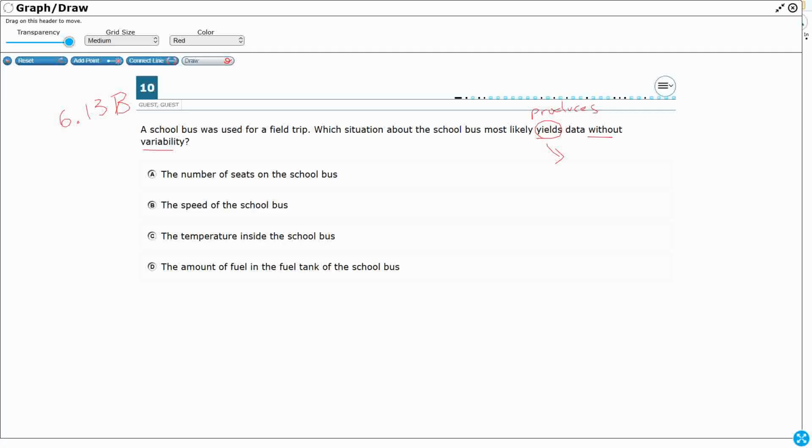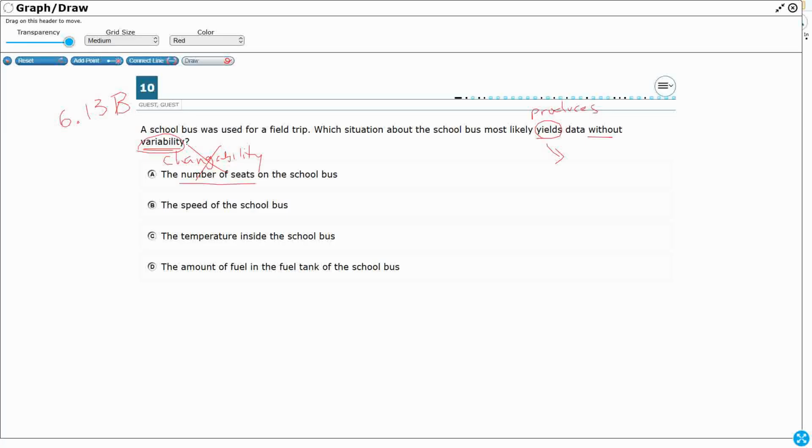And then without variability. So we need to know what this means. Variability is the same as changeability, if I can spell that correctly. And so without changeability means we don't want it to change. So we want data or a situation that is going to produce data that doesn't change. Okay, so the number of seats. So this is the hardest one. We could have gotten by without that word yield, but we needed to know that variability means it changes.